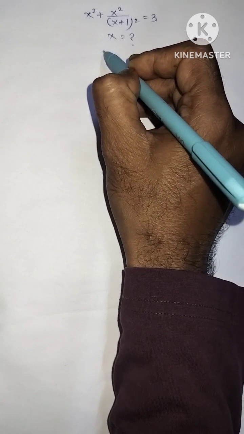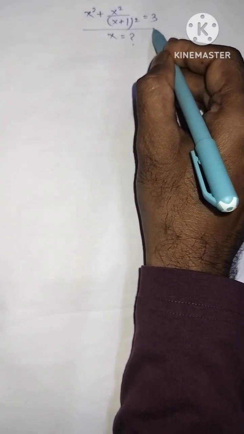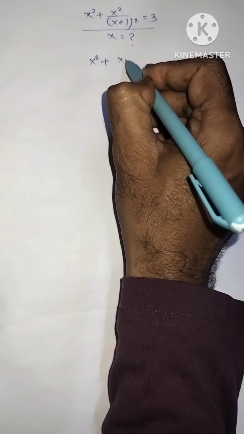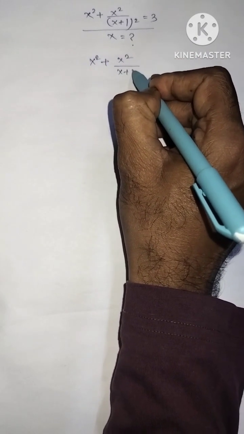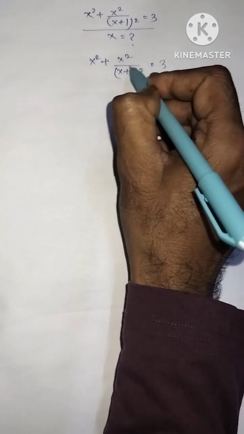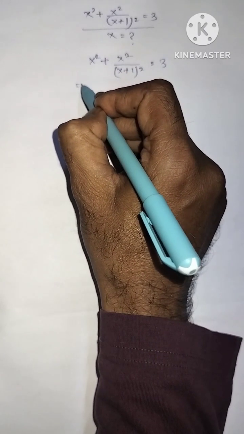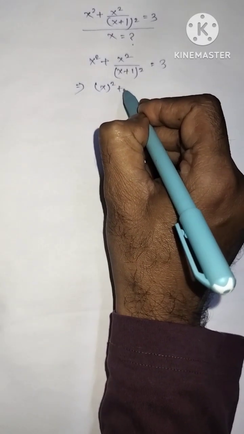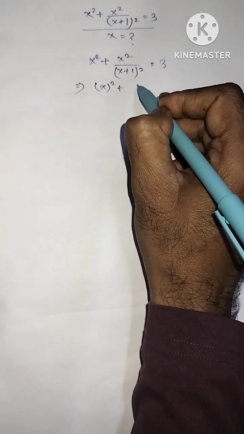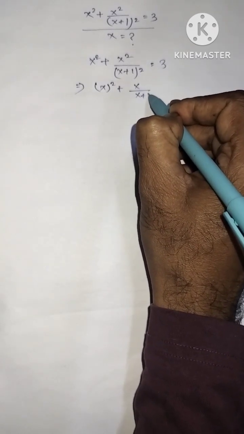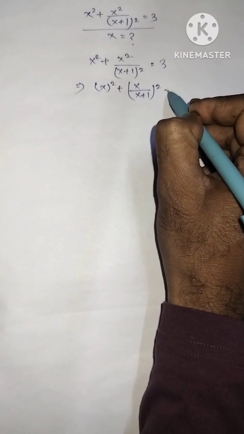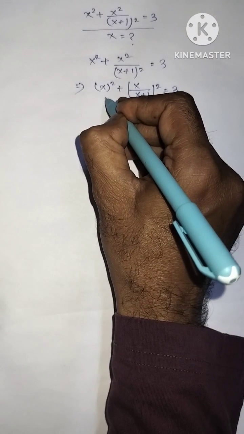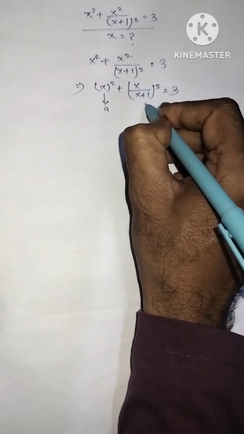Here I will write this given equation: x raised to power 2 plus (x raised to power 2 over x plus 1) whole square, and this is equal to 3. What I will do, I can write this as (x)^2 plus (x over x plus 1)^2, and this is equal to 3. Let this is A and this is B.